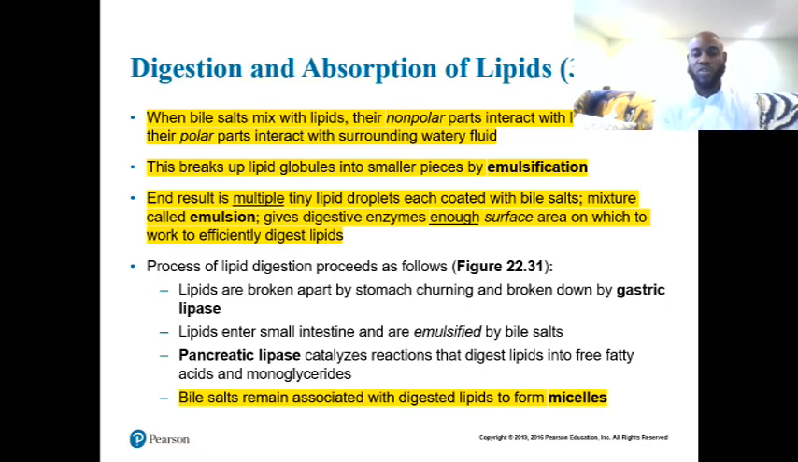Right, so we have lipids broken apart by the stomach churning and broken down by gastric lipase. Lipids enter the small intestines and are emulsified by bile salts. Pancreatic lipase catalyzes reactions that digest lipids into free fatty acids. Remember, breaking it down into monoglycerides, so it's from triglyceride to monoglyceride. Bile salts remain associated with digested lipids to form what we call micelles.